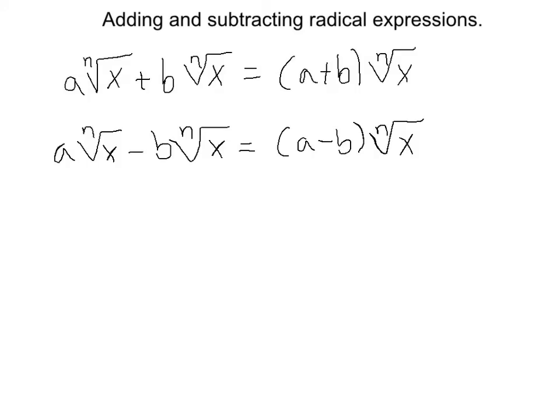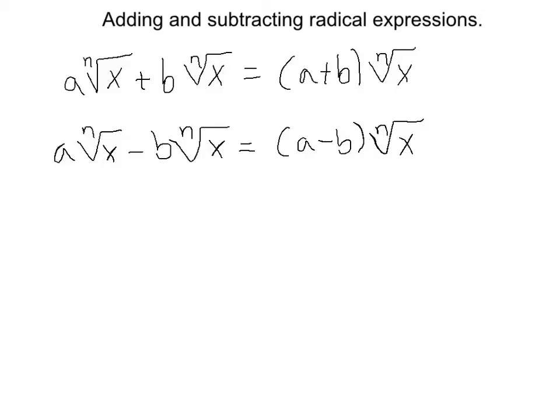Alright, so let's look at how to add and subtract radical expressions. We have the two following formulas for addition and subtraction. We have a times the nth root of x plus b times the nth root of x. If the index, in this case the n, and the radicand, which is the x, are the same, we can add the coefficients, the a and the b. So we have a plus b times the nth root of x. Similarly with subtraction, if the index and the radicands are the same, we can subtract the coefficients. So we'd have a minus b times the nth root of x.